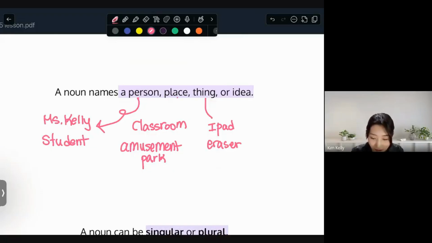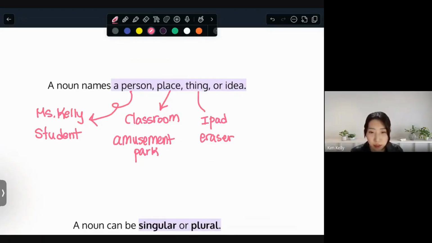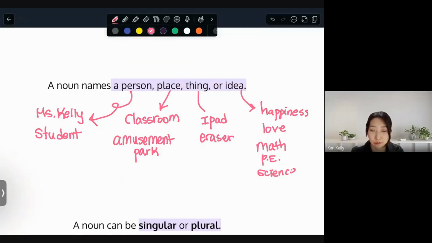Finally, ideas can be nouns too. These are things we cannot see, but we can feel or think about. For example, happiness, smile, and love are nouns because they are ideas. Even your school subjects like math, PE, science are nouns too.